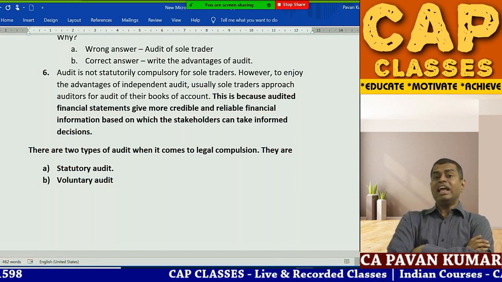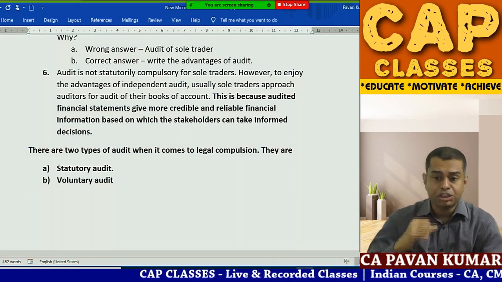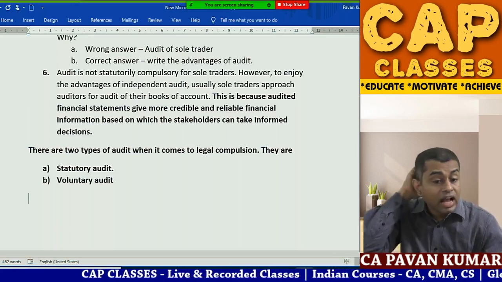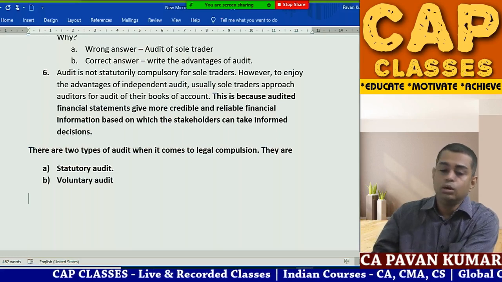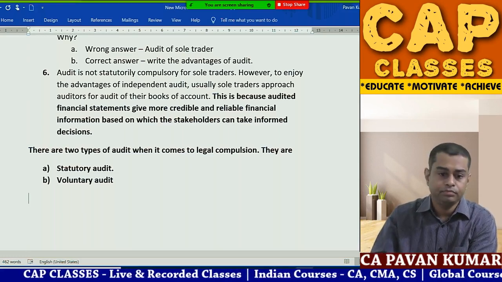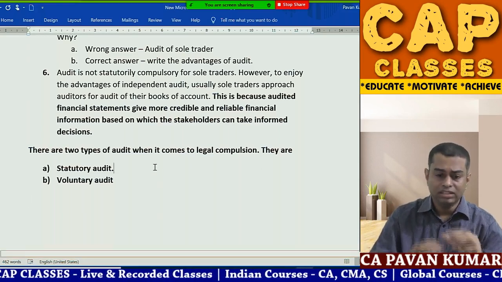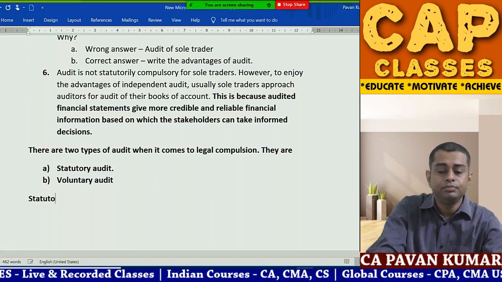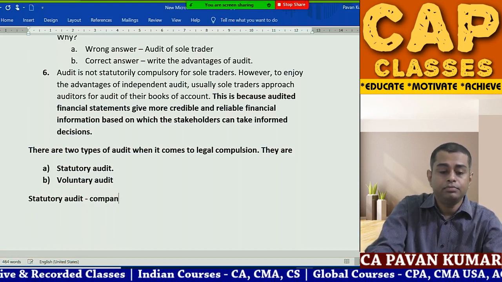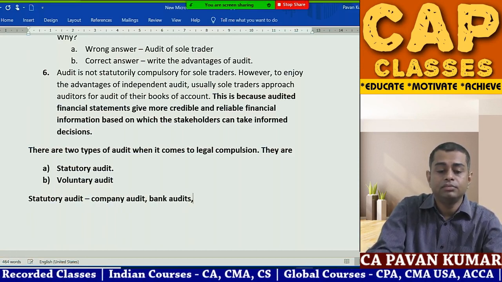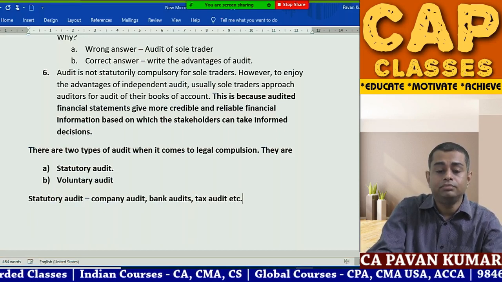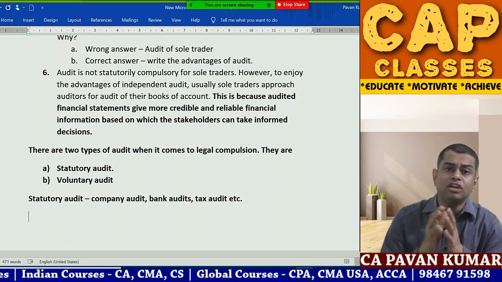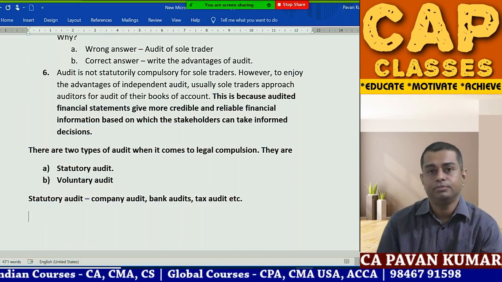When it comes to legality or legal compulsion, there are 2 types of audits. What are they? One is statutory audit. Okay. The second one is voluntary audit. So give me one example for statutory audit. Company audit, bank audits, tax audit, etc. These are statutory audits. Why? Because of a governing statute, the audit is compulsory.